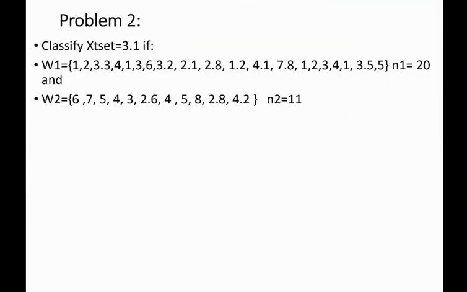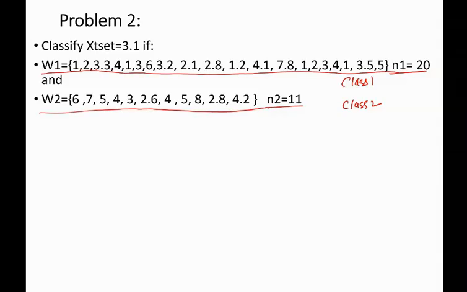Now we take another problem. The problem is to classify x test equal to 3.1. You are provided two lists, this is for omega 1 and this is for omega 2. So this is the class 1 list and this is the class 2 list. I am asked to do this classification based on KNN estimation.